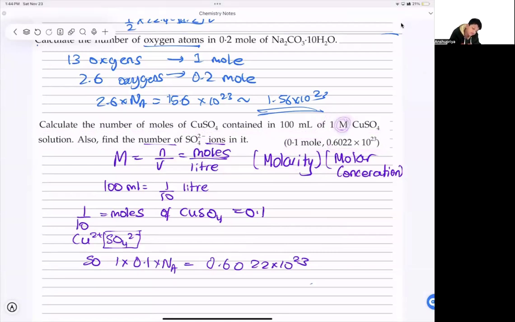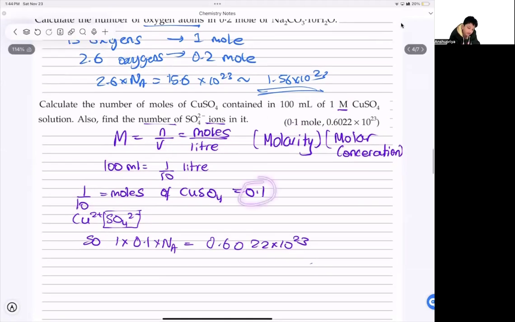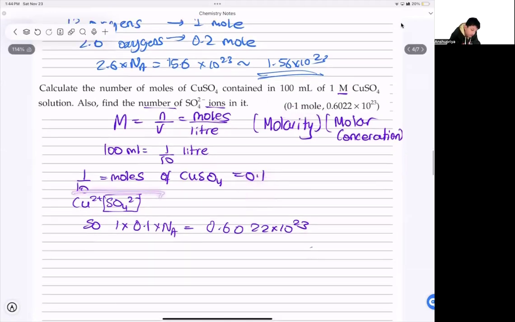So what is M's formula? M is equal to n by V, or moles upon liter. Understood? Okay. So we have 100 ml, so we'll put it here, and 100 ml is equal to 1 by 10 liter. So 1 by 10 into 1 is equal to 1 by 10. So there is 1 by 10 moles of CuSO4. So 0.1. That's it. So now you see this.